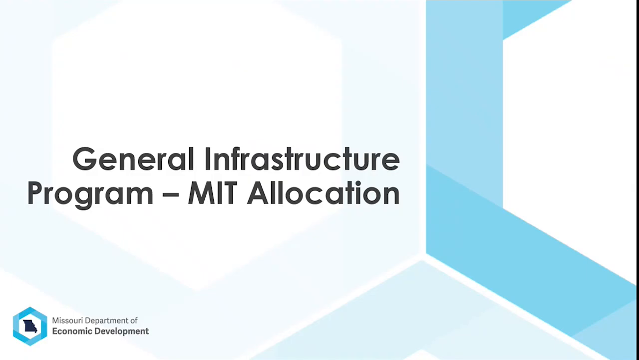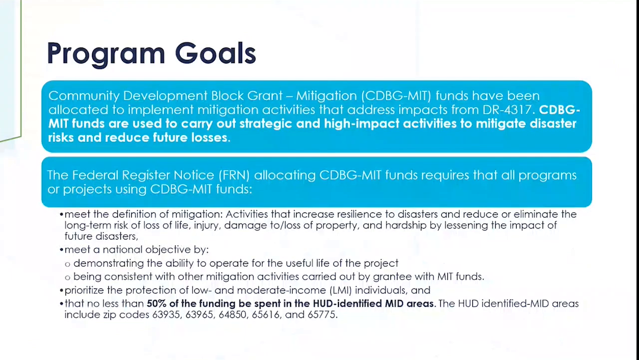The last category then is the General Infrastructure Program MIT allocation. Okay, so it's the MIT. It's the mitigation funding that was separately received from HUD by the state of Missouri to address infrastructure needs. And it's a little bit different. It's a new type of CDBG funding. It's only eligible to be accessed if you were part of the DR 4317 disaster. Okay, so if you were part of 4451, you cannot apply this time for the MIT funds.